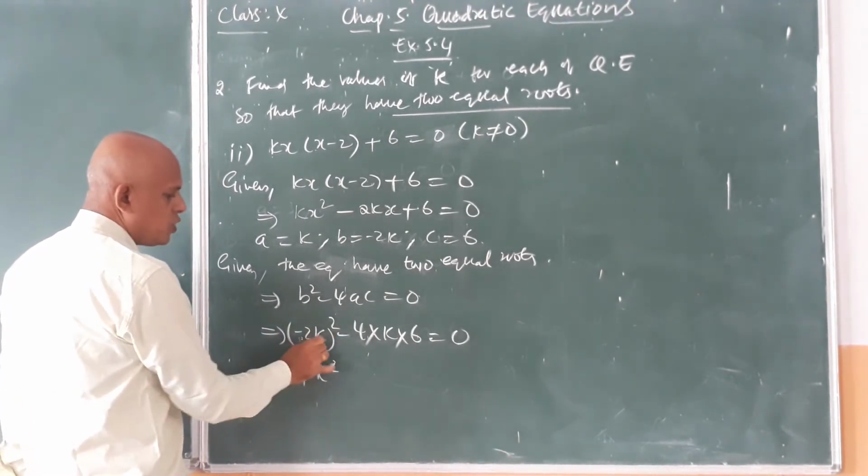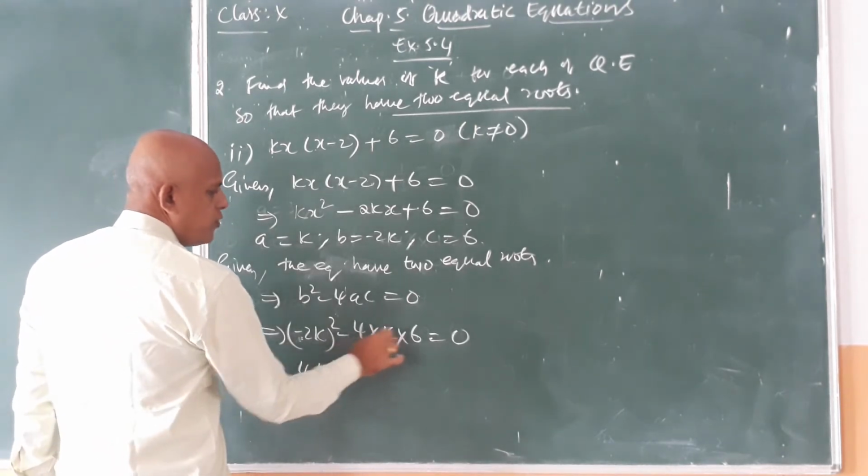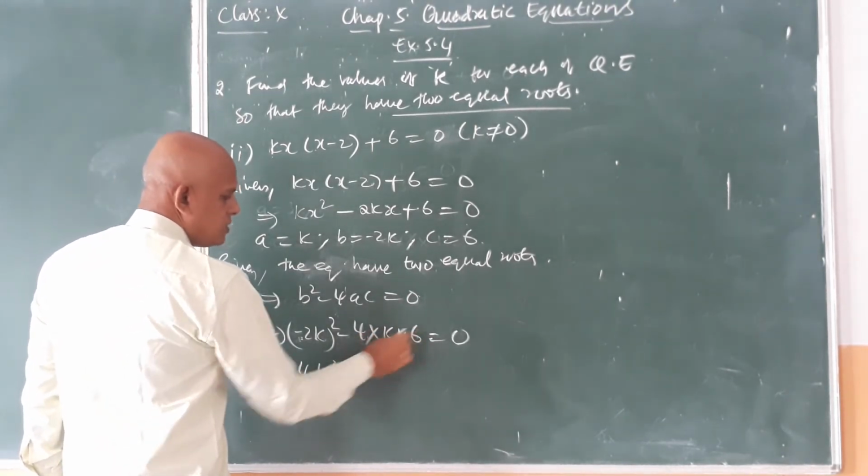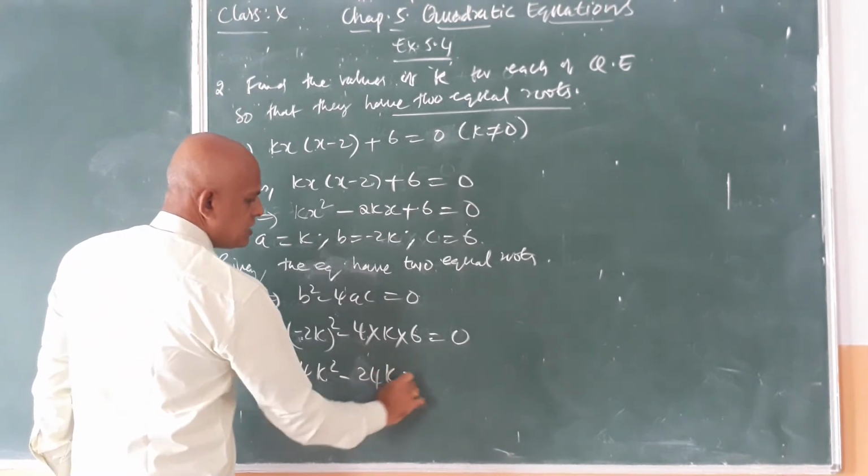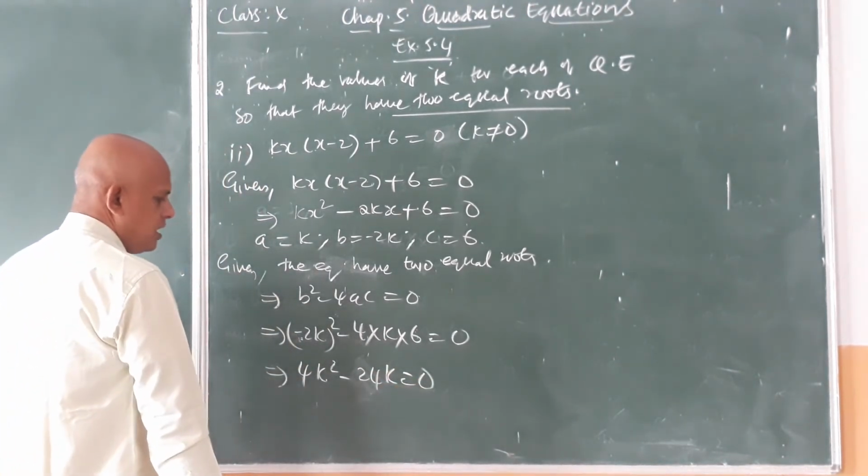Minus 2 square is 4, k square means k square. 4 into 6, 24. 24k is equal to 0.